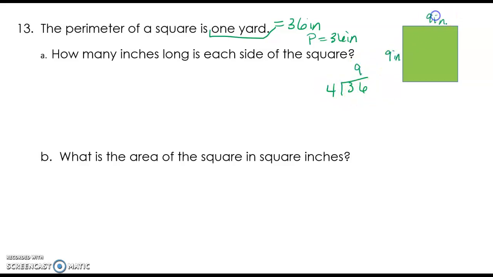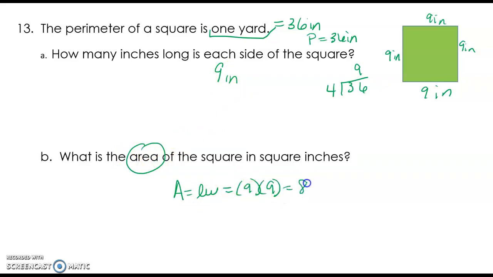So let's go ahead and label our square. And then, of course, the first question is how many inches is each side? 9 inches. And then what is the area of the square? We know area is length times width, which is 9 times 9, which is 81 inches squared.